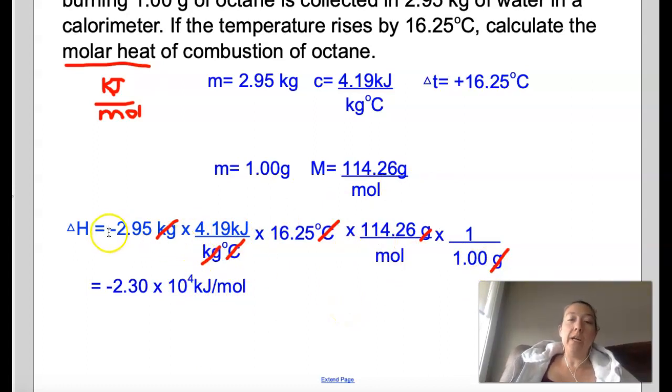So this is kind of the general layout that most of your simple calorimeter questions are going to have. They're going to have negative, and then they're going to have that MC delta T of the water part. Then they're going to have you determining how many moles you have of whichever reactant they gave you information for, okay?